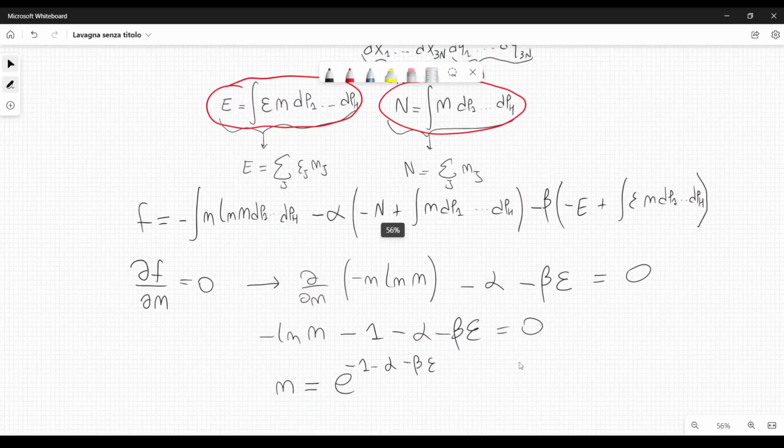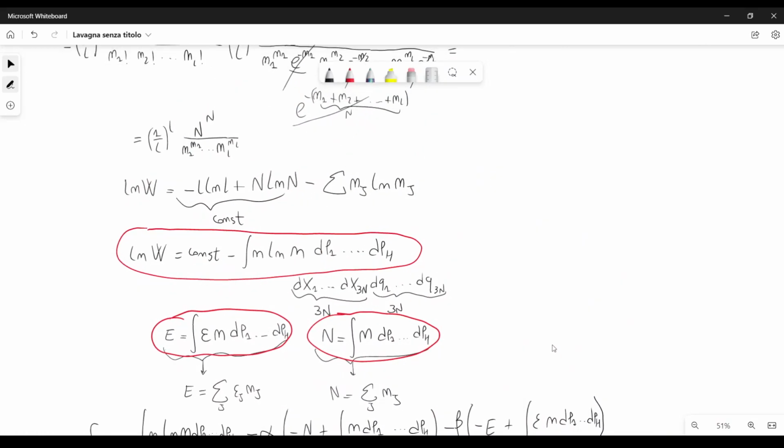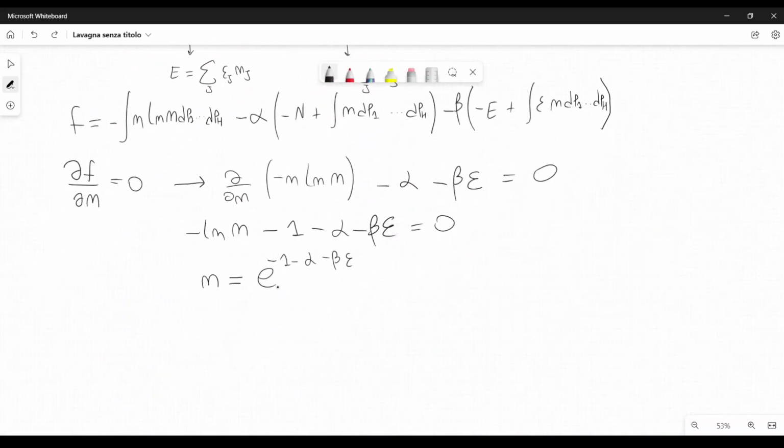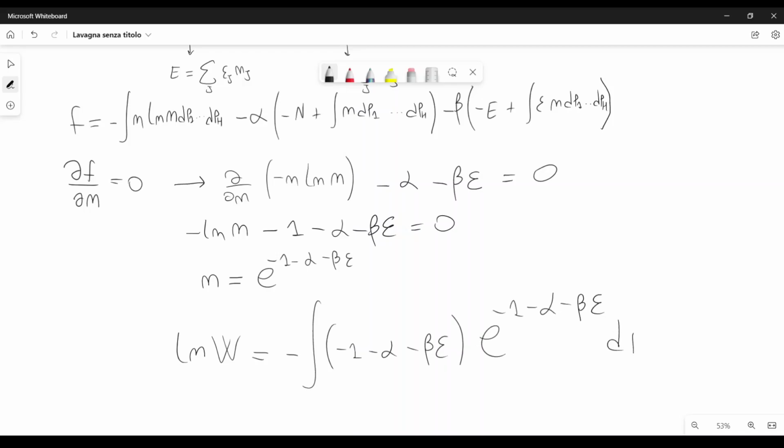Now, if we use this result and we replace it in the definition for L and W here, we get a constant. I'm not going to rewrite the constant. I have L and W equal to this integral here minus integral n, which is equal to this, and then I have log n, which is equal to the argument of the logarithm. So here we get minus 1 minus alpha minus beta epsilon times e to the minus 1 minus alpha minus beta epsilon dp1 dot dot dot dph, and this minus becomes plus with all these minus signs here, like this.